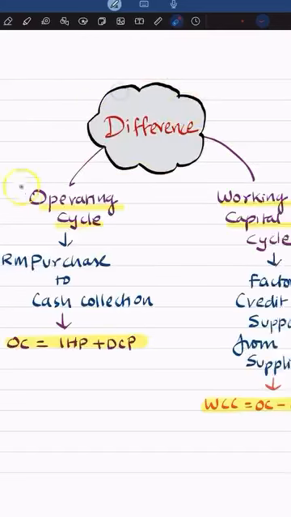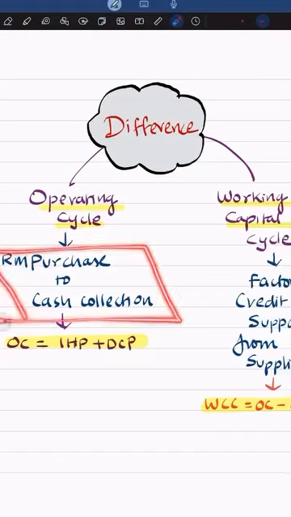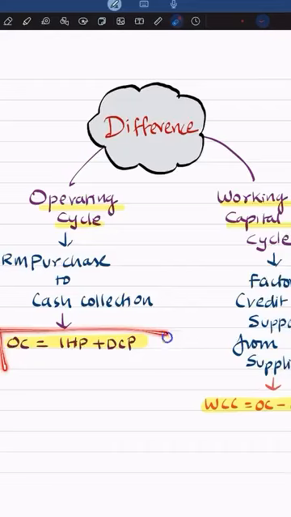Okay, let's understand. The focus of operating cycle is basically the time period. That is, for how many days I'm going to hold the raw materials. How many days are required for production process. For how many days finished goods will be held. How many days of credit will be given to the customers. So, it focuses the time period from raw material purchase till the cash collection. So we can say the operating cycle is inventory holding period plus debtors collection period. Look, the focus is on the period. That is for how many days these are held.